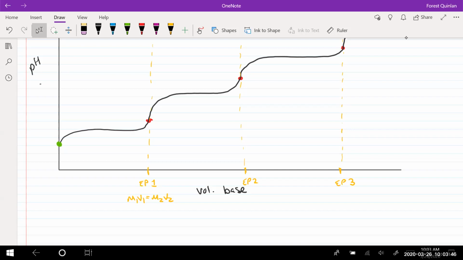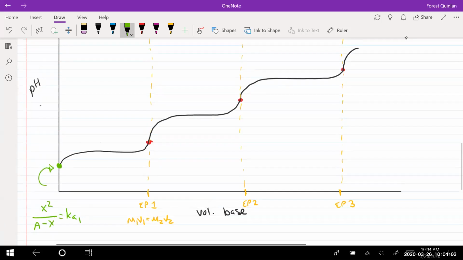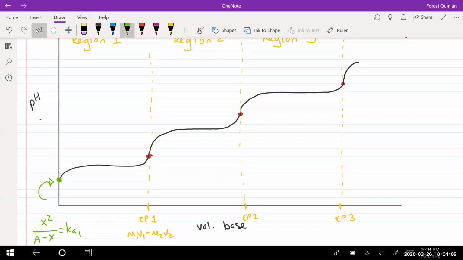Is it x squared over a minus x equals Ka1? That's correct. So this is x squared over a minus x equals Ka, and thankfully Kyra said 1, because we're going to be in the first region. That means on the other end, we have this point here. So Kyra, if you'd be so kind, you can give me that one. X squared over b minus x equals Kb3.